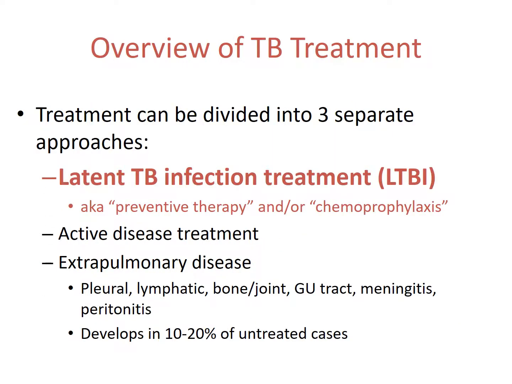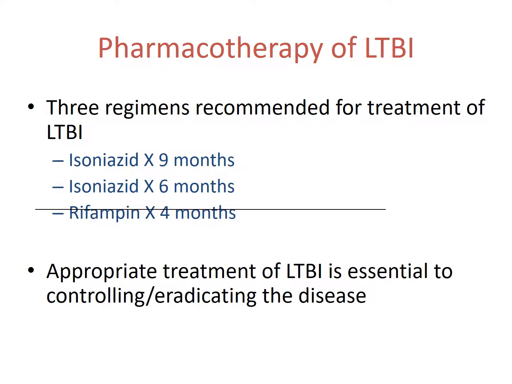wall. The treatment basically is divided into three separate approaches. You have the latent TB infection, the active disease, and the extrapulmonary disease, which could be pleural, lymphatic, GI tract, meningitis, and so forth. So typically isoniazid is the primary drug, and usually isoniazid is combined with rifampin, either for 4, 6, or 9 months.